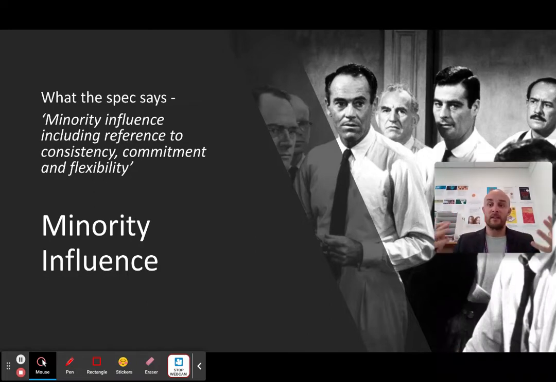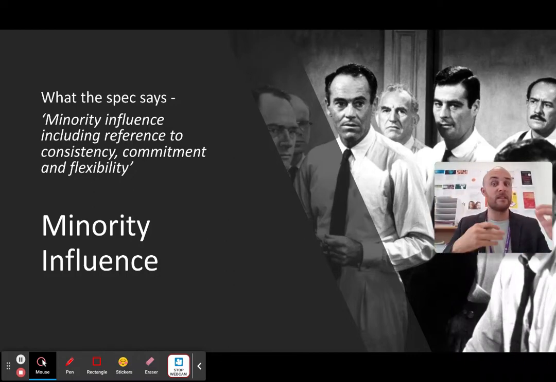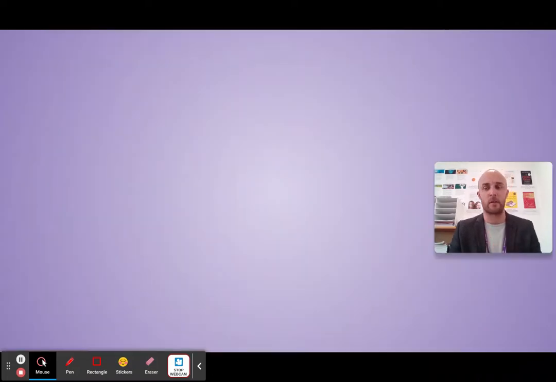And slowly, despite the fact he's having loads of people shouting at him, he stands his ground and slowly starts to convince people over to his viewpoint. And that's called minority influence. And that is also what ruining a film ending is called as well for a lot of people. If you're going to watch 12 Angry Men, it's a great film, by the way.